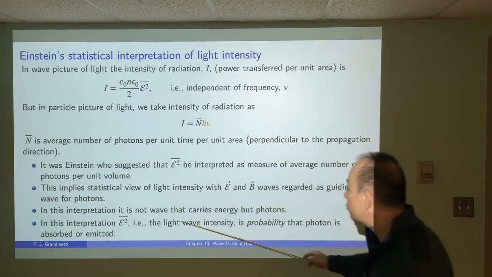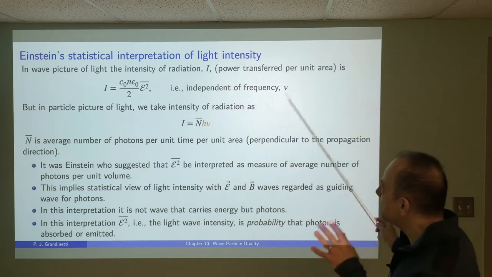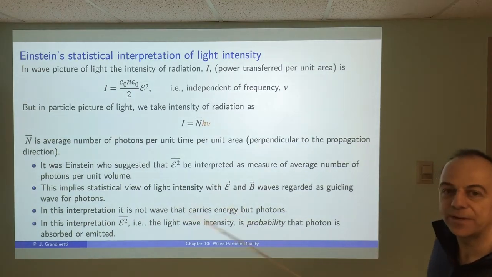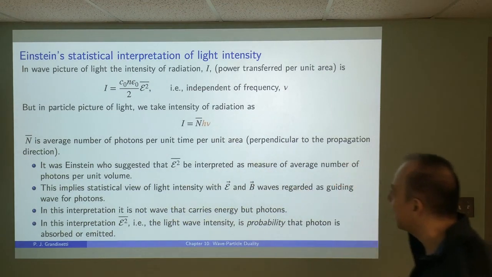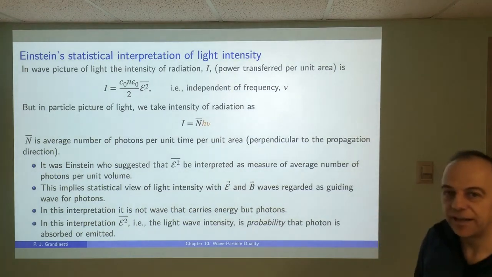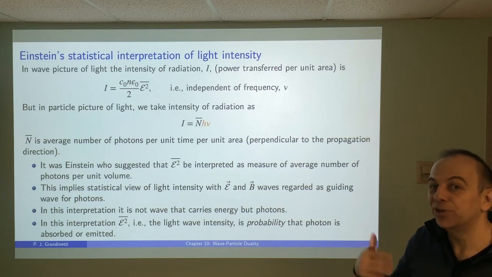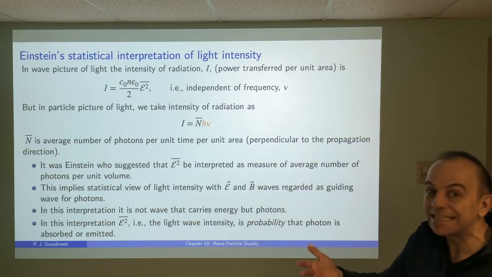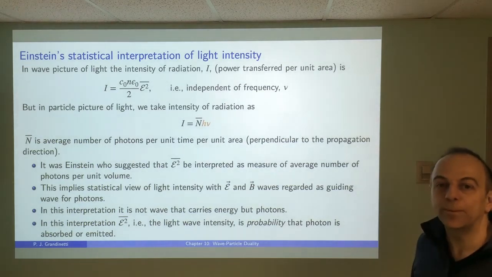So in this interpretation, it's not the wave that carries the energy, but the photons, and the wave determines the probability that a photon is emitted or absorbed. And so this was Einstein's full interpretation of the photoelectric effect. He proposed that the energy of the photon is this quantity h nu, and that the wave amplitude squared, the intensity of the wave, is something that you interpret in a probabilistic way to give you the probability that a photon is absorbed or emitted.